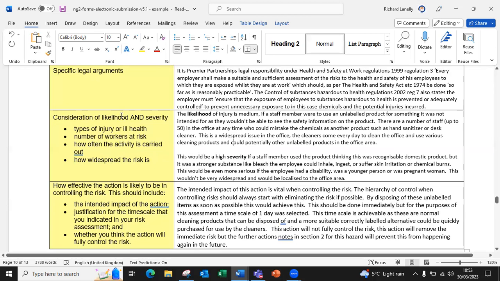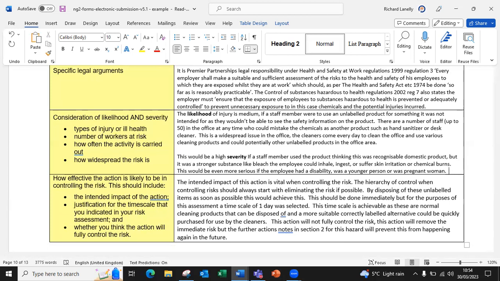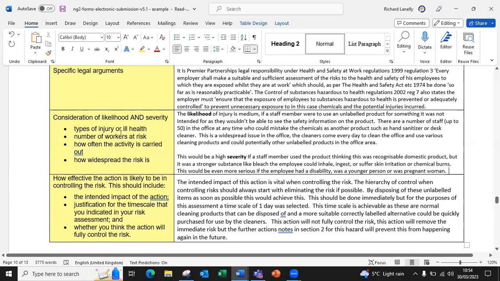And then when you talk about the severity, here we will talk about types of injuries and ill health. So this would be a high severity if a staff member used a product thinking it was a recognizable domestic product. It could cause inhalation, chemical burns, that kind of thing. Basically we've explained how severe it is, and also we've talked a little bit about types of injuries as well.